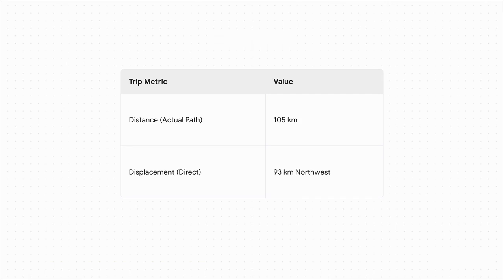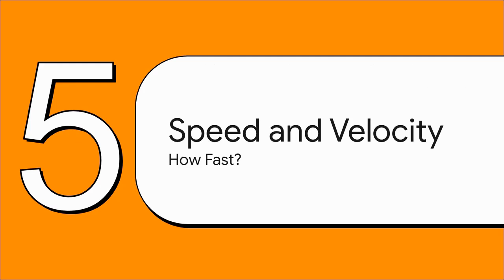That bird would only travel 93 kilometers. So your displacement is 93 kilometers to the northwest. See that? Same exact trip, but two completely different numbers, two totally different quantities. All right, let's jump to our next pair and see how this idea builds.